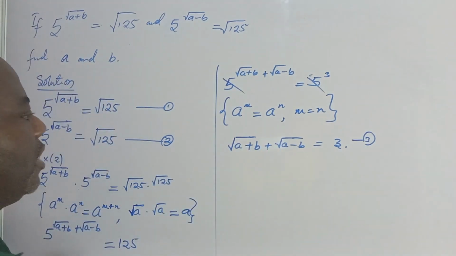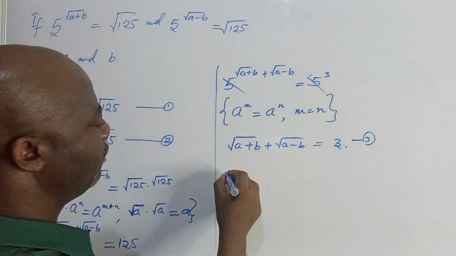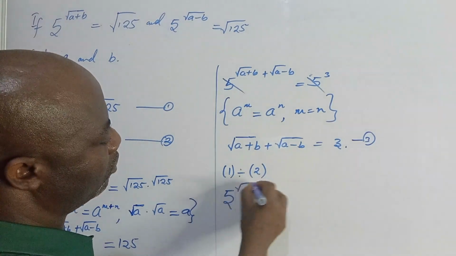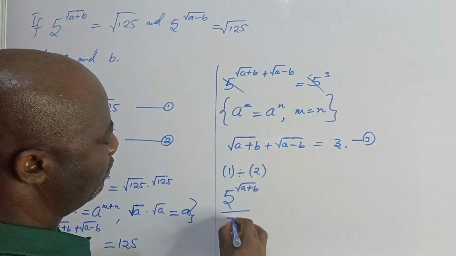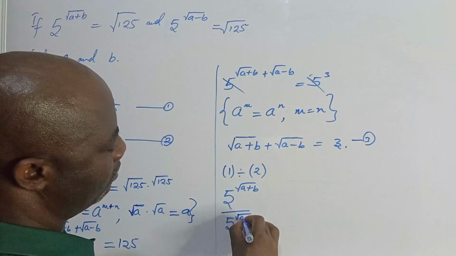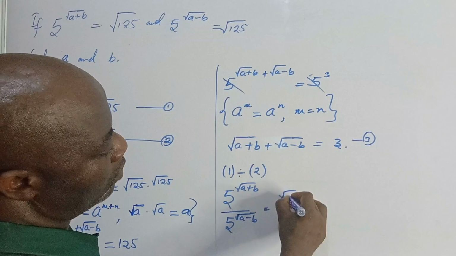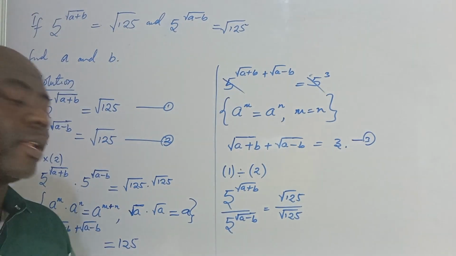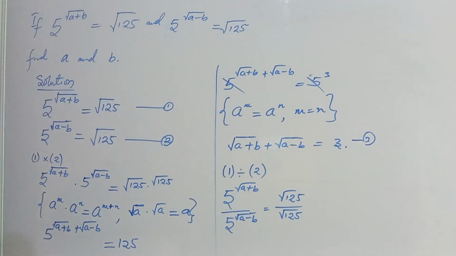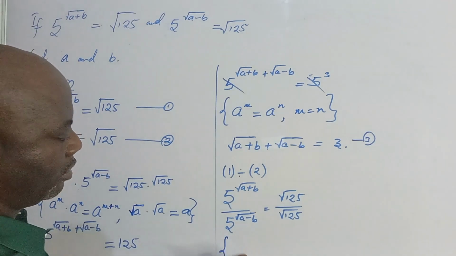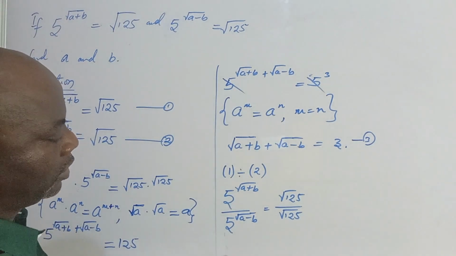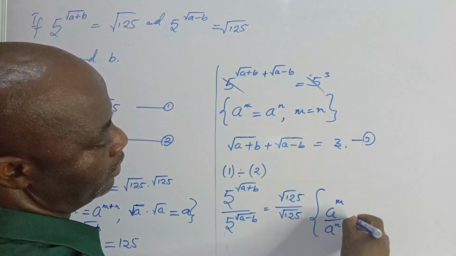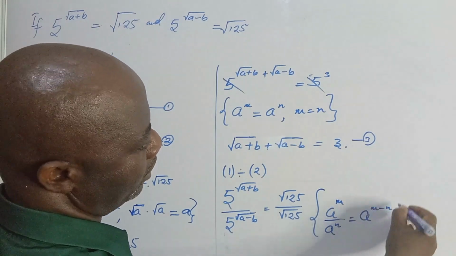Now we go ahead to obtain equation 4, and that will mean dividing equation 1 by equation 2. So we have 5 to the power of square root of a plus b over 5 to the power of square root of a minus b equal to square root of 125 divided by square root of 125. We know the right hand side is going to simply reduce to 1, and then we apply this law here: a to the power of m divided by a to the power of n will simply mean a to the power of m minus n.